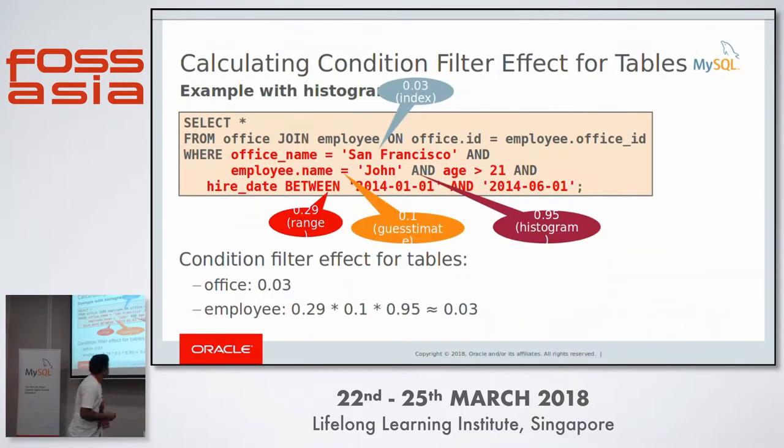With a histogram, you would get the frequency of the data distribution, the frequency of the values with age greater than 1, and this gives you better statistics while generating the query plan. This is something internal which the optimizer does. I have just put it here to show you how the calculations are done in the optimizer.